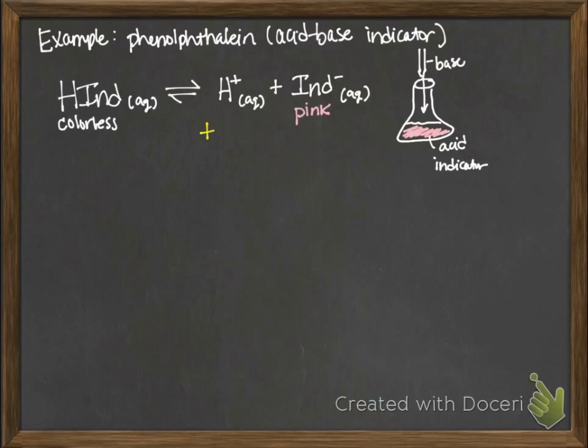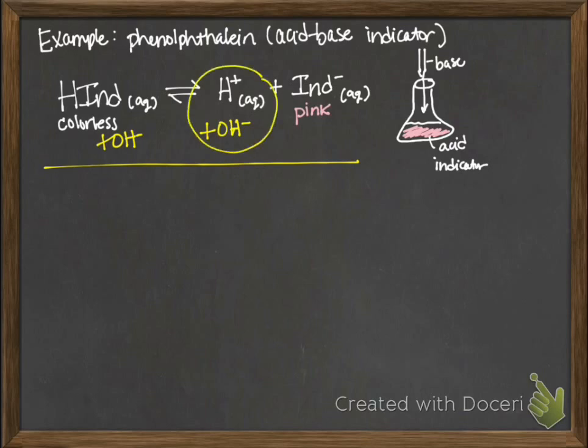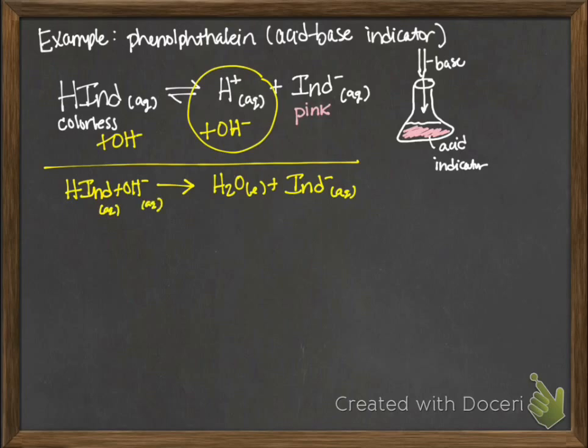And why is that? What's going on here? Well, we're adding base. We're adding OH-. So I'm going to add OH- to both sides of this reaction. And the H+ and the OH- react to form water. The H+ is being removed from the system. And we have our IND-, the pink. And we have the HIND plus the OH-. So I'm showing the reaction here. So our reaction is shifting to the right. We're removing the H+ ion by adding hydroxide, forming our pink IND- substance.